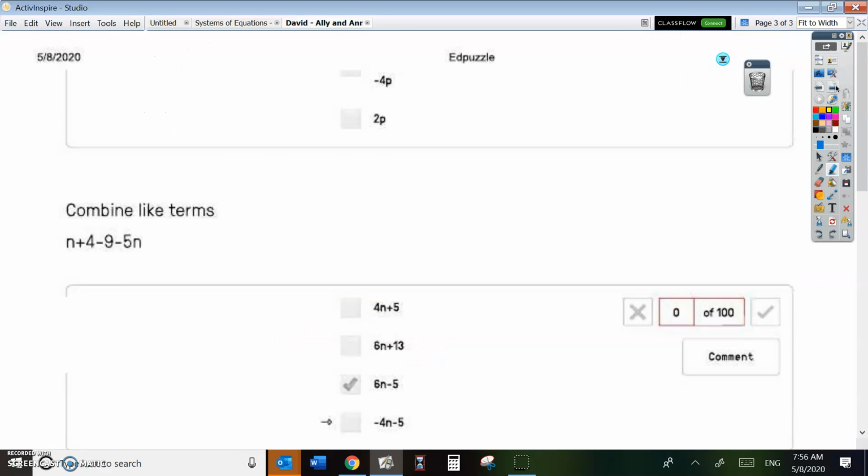Next page. Here's an n, and here's an n. So let's put those two together. Let's put n with minus 5n. But remember, n is the same as 1n, not plus, but minus 5n. So that's going to be minus 4n.